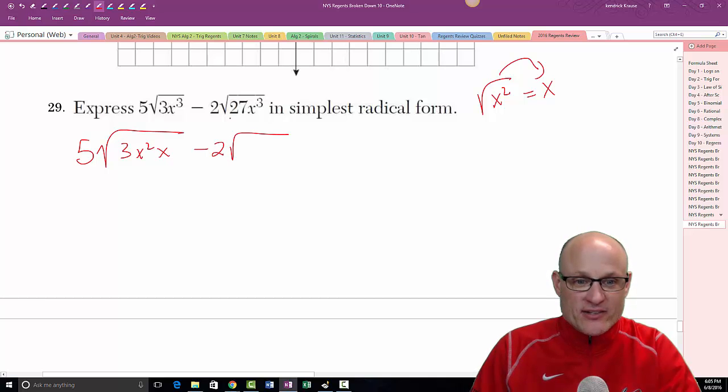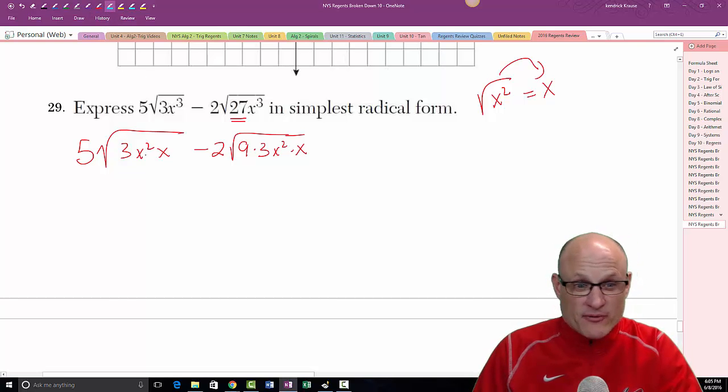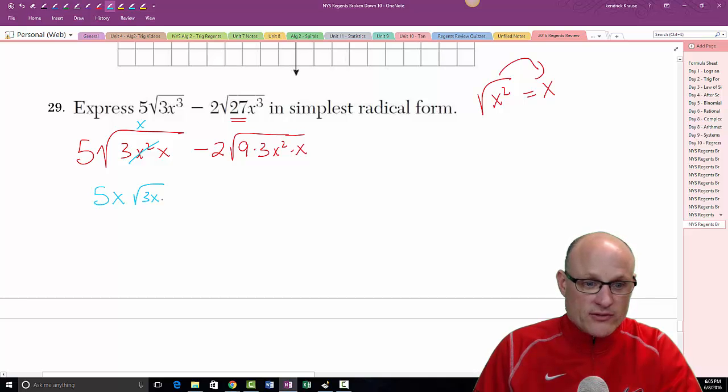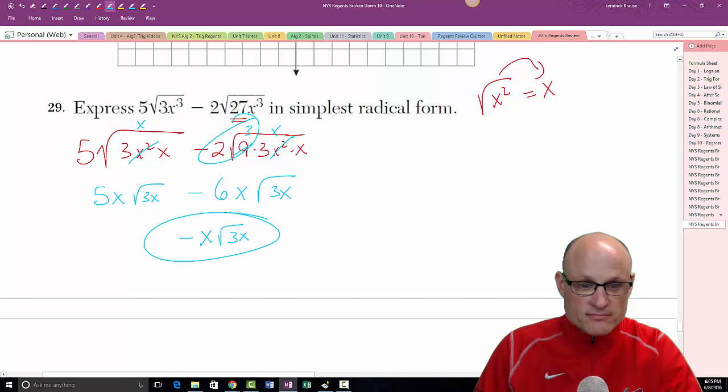Now this is a 9. This has a perfect square in it. So it's 9 times 3 x squared times x. I'm just going to rewrite it as perfect squares and not perfect squares. What is the square root of x squared? It's x. So this is 5x square roots of 3x minus, this is 3, and this is x. So this gives me 6x square roots of 3x. 5x minus 6x is negative x square roots of 3x.